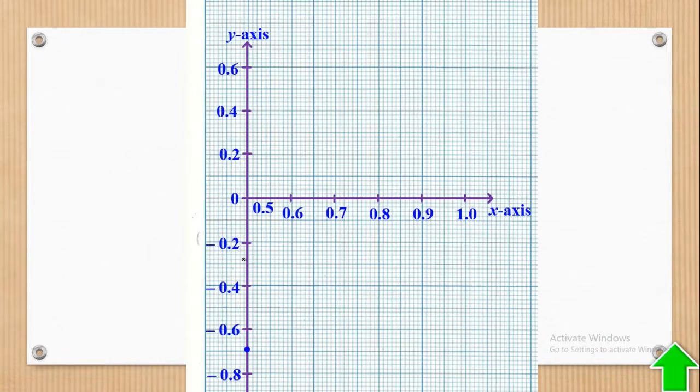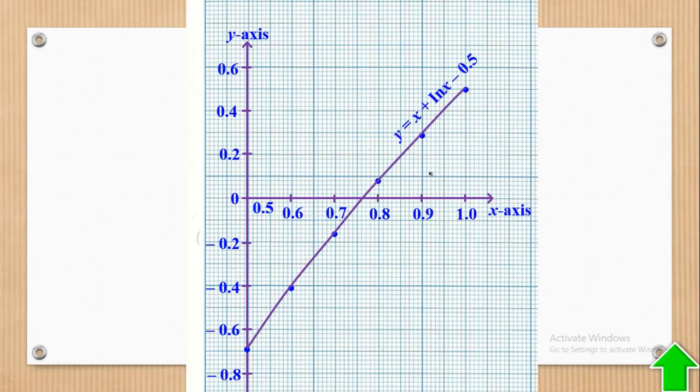So when x is 0.5, that is the value of y. When x is 1, that's the value. When x is 0.6, 0.7, that's the value. 0.8, 0.9, 1. So next is to draw a smooth curve through all these points. So let's do that. The curve must be reasonably smooth and passing through all the points.